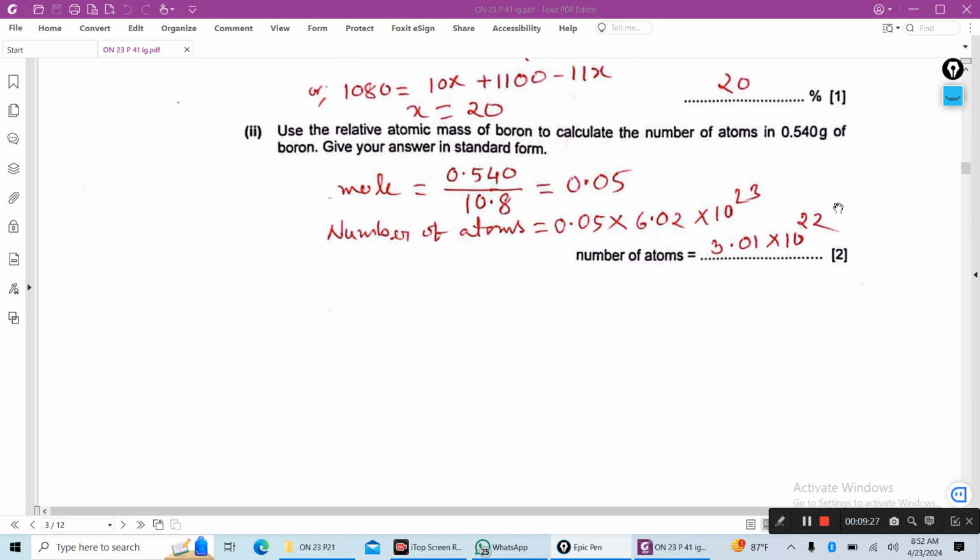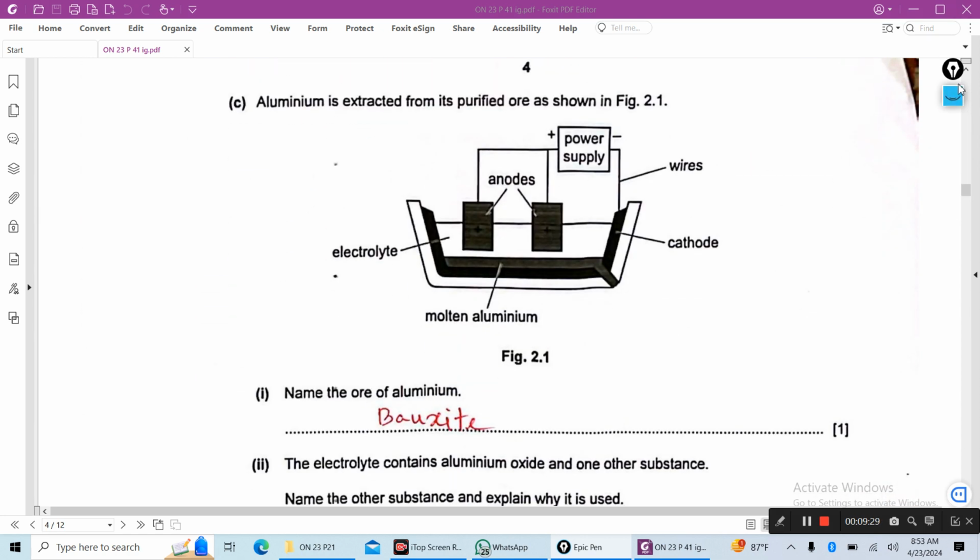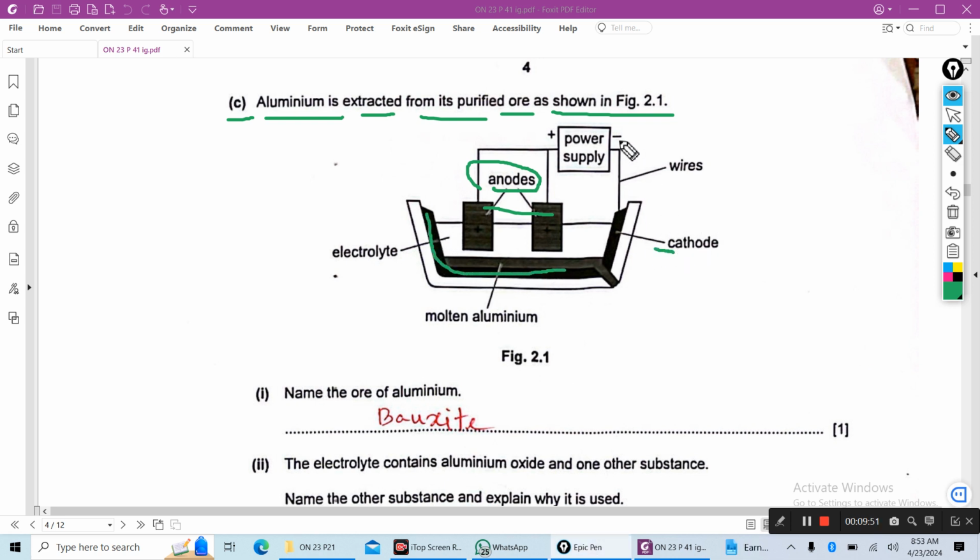Next, number C. Aluminum is extracted from its purified ore, as shown in the diagram. This block is the positive electrode, the anode, and the steel tank is the negative electrode, the cathode. Here is molten aluminum.